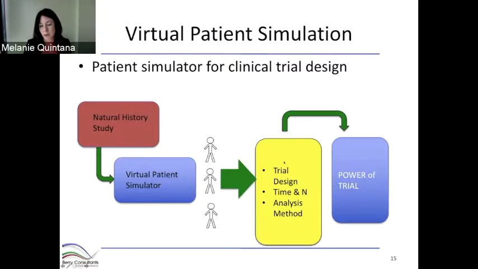What's the sample size? What's our analysis method? How long do we follow them? We do this thousands of times, and we get an estimate of the power of the trial. This is clinical trial simulation, and I'm sure you'll hear a little bit more about this in other webinars or in your course as well. But the whole point of getting a good summary of the natural history study is to be able to create this realistic virtual patient-level simulator.